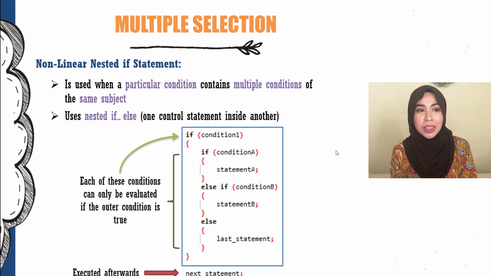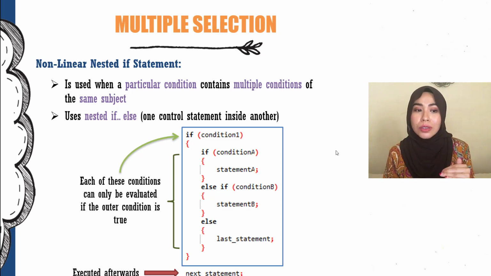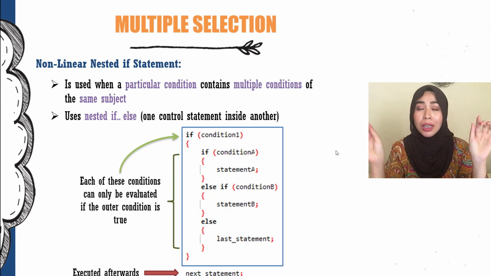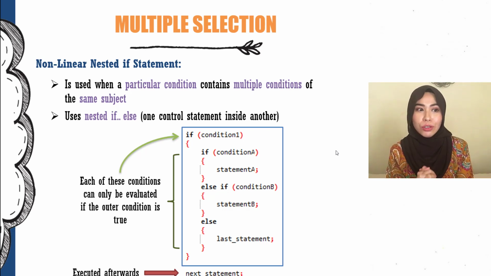So the next type of multiple selection that we have here is called nonlinear nested if statement. Okay, this is used when a particular condition contains multiple conditions of the same subject, meaning that inside an if statement, we can have some other ifs inside there as well. Okay, so we are not restricted to only one layer of if else. So if you have an if statement and you place more if statements inside that if, you can also do that. So this is known as nonlinear nested if statement.